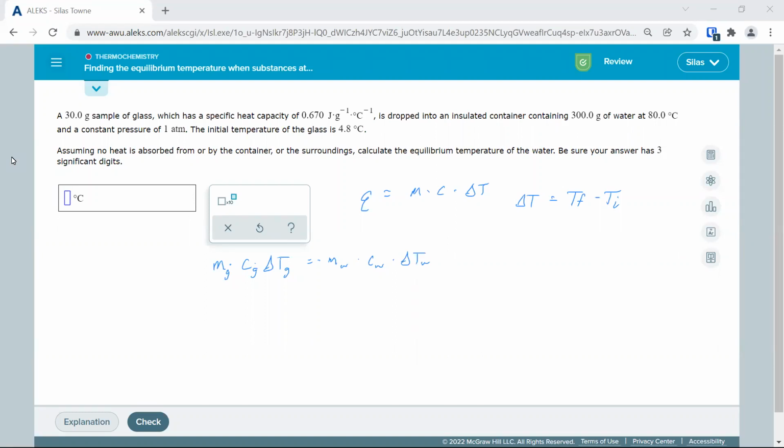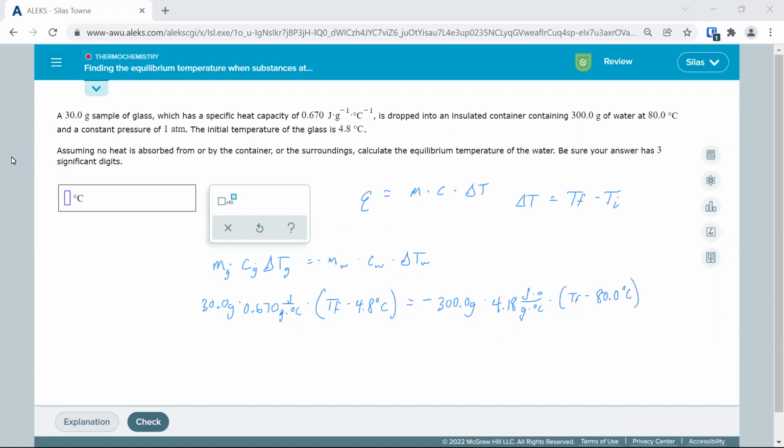So let's put it out. We've got 30.0 grams times 0.670 joules per gram degree C times T final minus 4.8 degrees. Now that equals negative 300 grams times 4.18 joules per gram degree C for water times T final minus 80 degrees C.